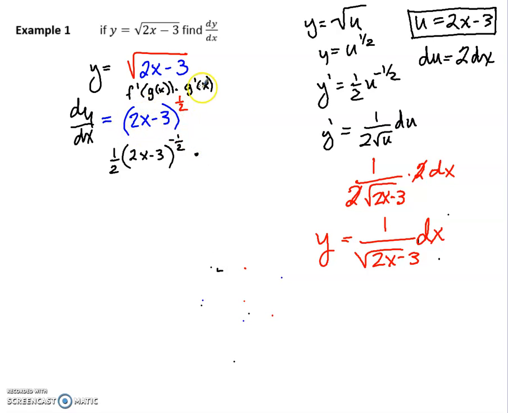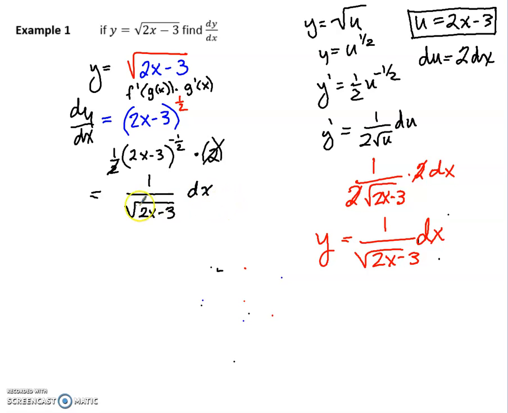So now I've done the derivative according to the outside and left the function as is. Then I multiply by the derivative of the stuff inside. What's the derivative of 2x minus 3? Just 2. So my final answer, I can cancel out the 2 and the 1/2, and I've got 1 over, this is a negative power, root 2x minus 3.